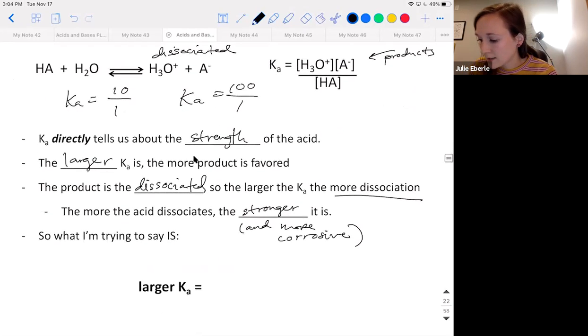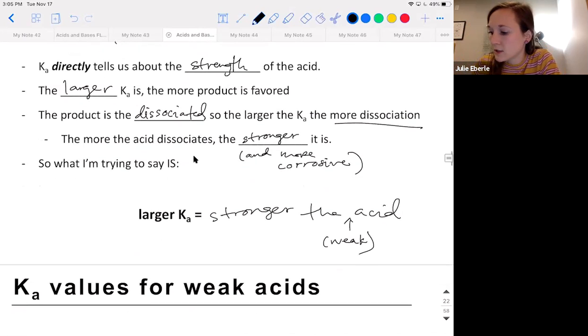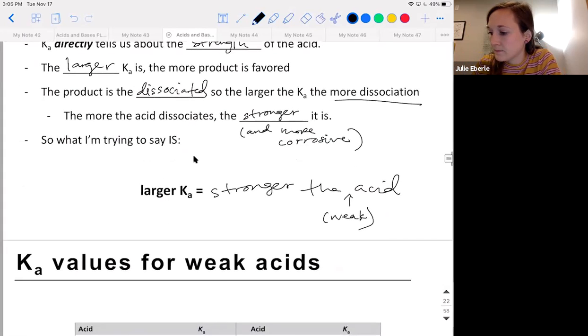So what we're trying to say is the larger Ka, the stronger the acid. And I should insert, remember, we're only talking about weak acids here. The stronger the weak acid is. So we're kind of looking at a spectrum just within the weak acid portion or section of acids.